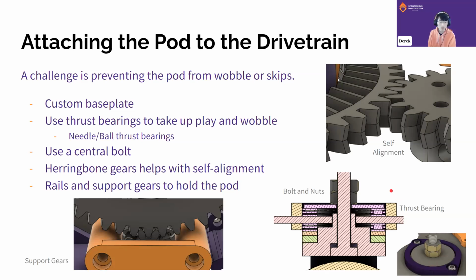We used a central bolt as the pivot point, and we used nuts to clamp it in place. We also used herringbone gears to help with self-alignment. This is due to the fact that the V shape of the herringbone gears helps the gears channel through each other. We also use rails and support gears to hold in the pod. In the pictures, you can see how the support gears hold it in and how the bolts and nuts clamp down on the thrust bearings, which are pink in this case, and that prevents any side-to-side wobble.